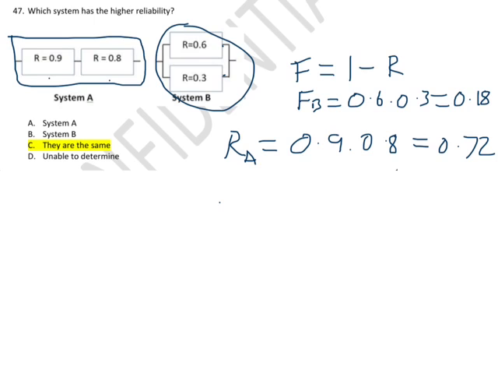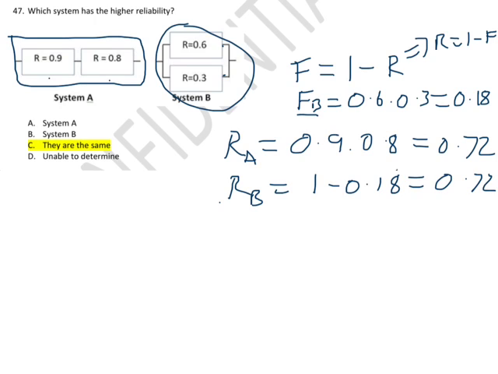And note that we've calculated the cumulative failure for the system. Well, we actually want the reliability, which is equal to, if you just rearrange this again, R is equal to 1 take F. So if we say, reliability of system B is equal to 1 take 0.18, which equals 0.72, the same as the first one.